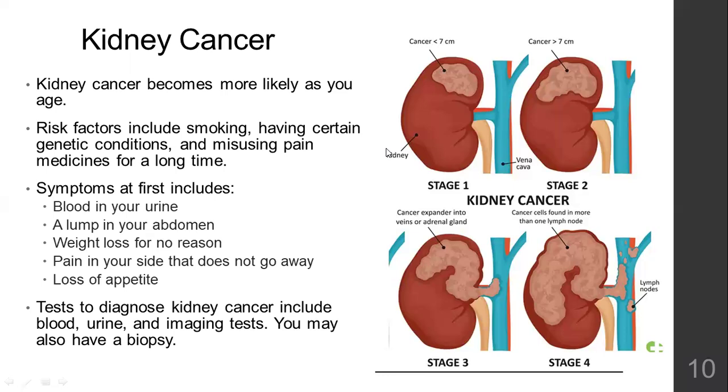So if the cancer has spread into the adrenal gland, that is stage 3. And if you have found cancerous cells even in the lymph nodes around the kidneys, that is stage 4. Once the cancer is inside the lymph nodes, it can spread anywhere. That's about kidney cancer.